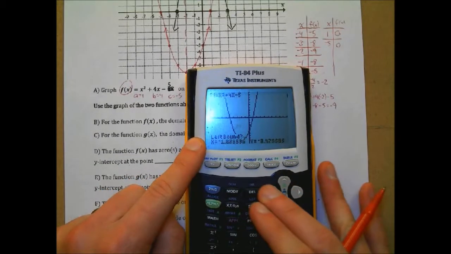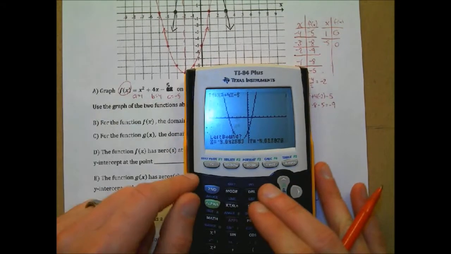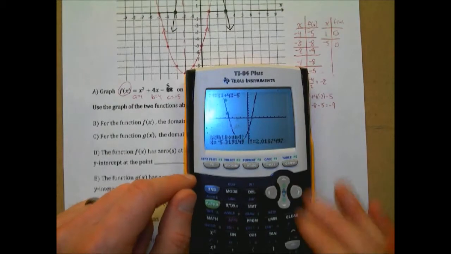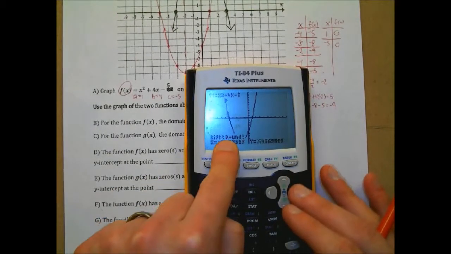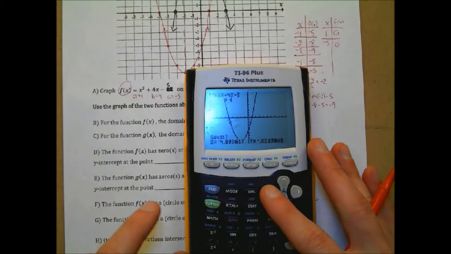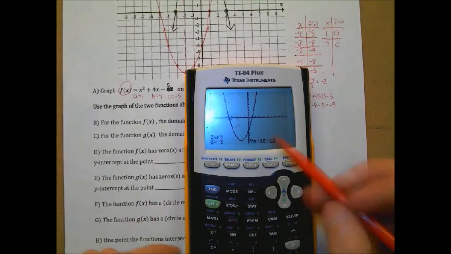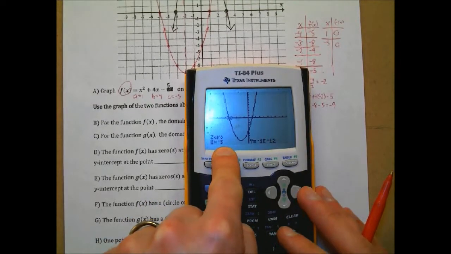Just to show you as an example, -5. Go to the left of your 0, hit enter. Now it says go to the right, hit enter, and then for the guess, go in close to the 0 there and hit enter. And then there's your 0, -5. Okay, that's a rounding error. You can ignore that.